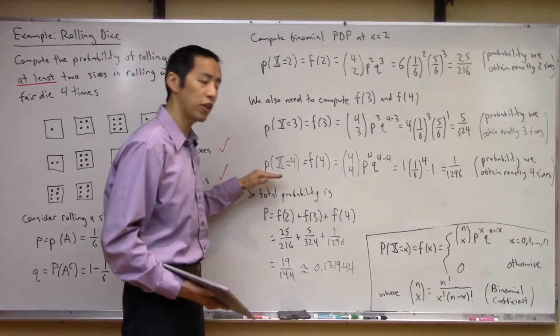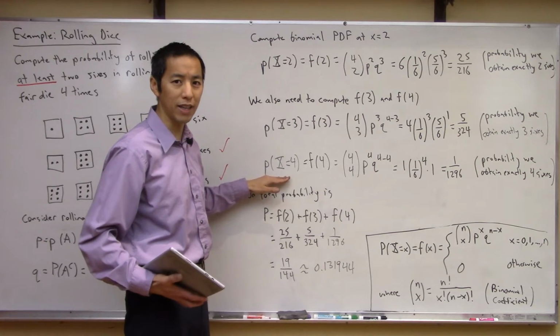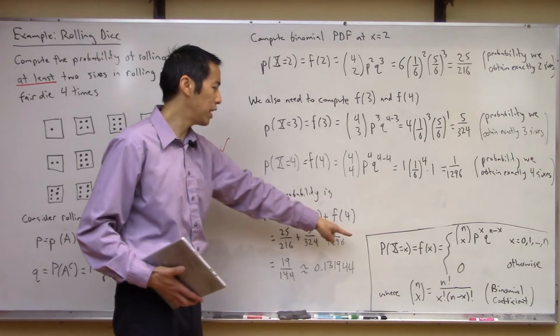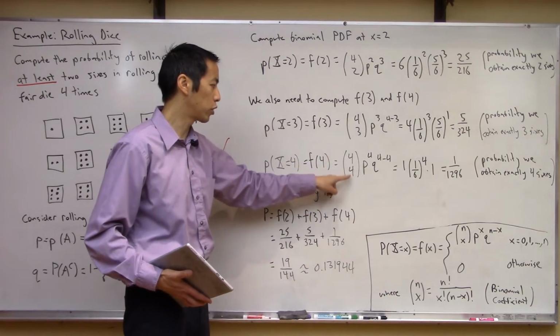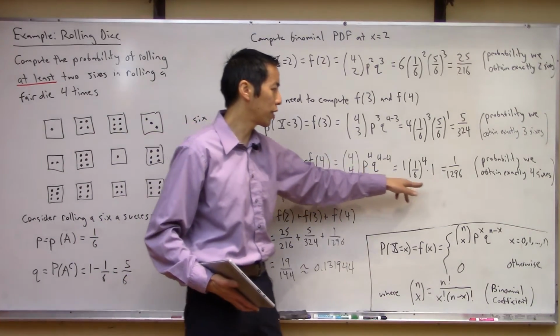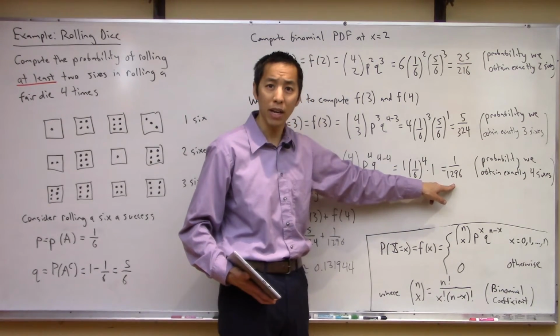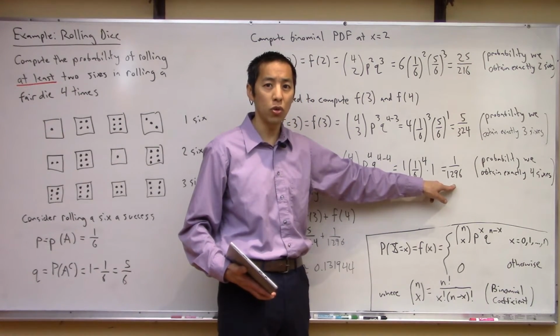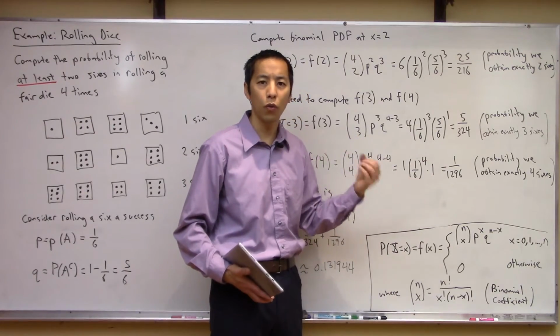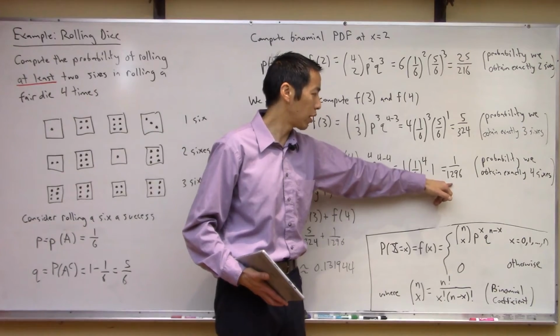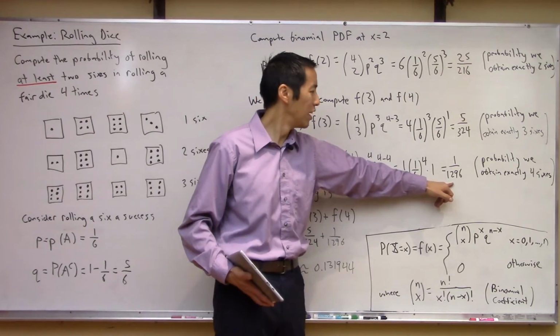And then we also have to compute the super duper unlikely probability that you get all sixes, right? So again, that's just the PDF at x equals 4. So it's 4 choose 4, and you do all this. As you can see, this is a super low probability, but there is a chance that you could get super lucky and roll sixes all 4 times, right? So it's 1 in basically 1,300.